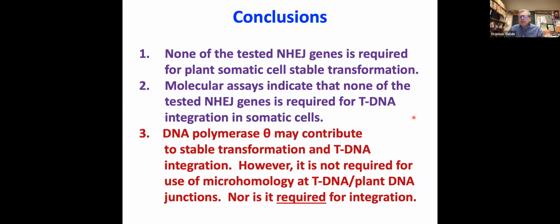So I'm going to conclude this part of the seminar, and then I'm going to go on to a genome editing part of the seminar. So in conclusion, none of the tested non-homologous end-joining genes is required for either plant somatic cell stable transformation or for integration, which we've shown by molecular methods. DNA polymerase theta may contribute to stable transformation and may contribute to T-DNA integration. However, it is not required for use of microhomology, and also it is not absolutely required for integration.